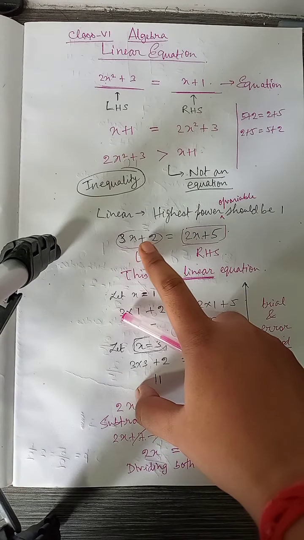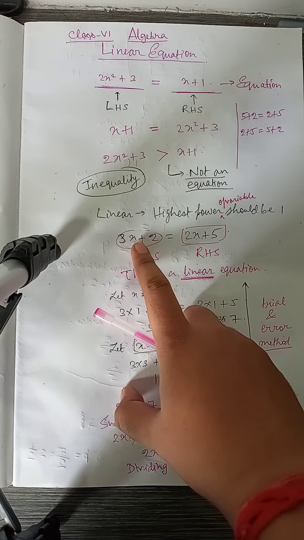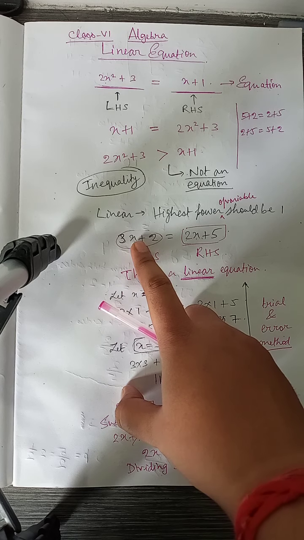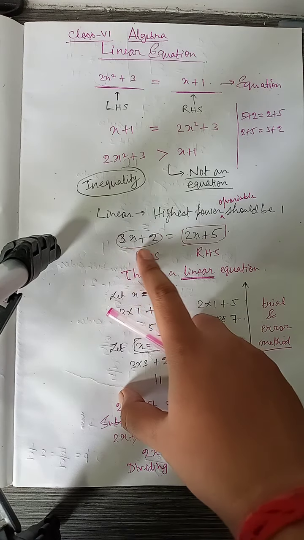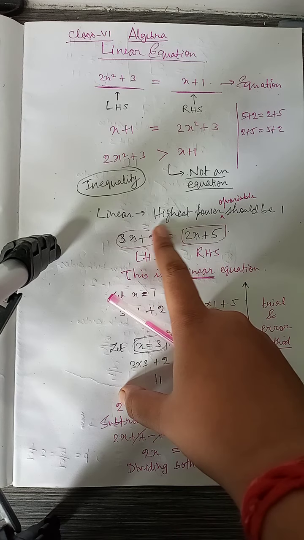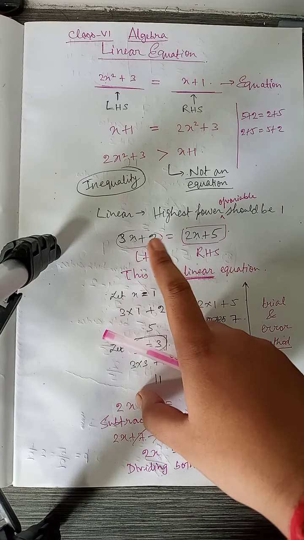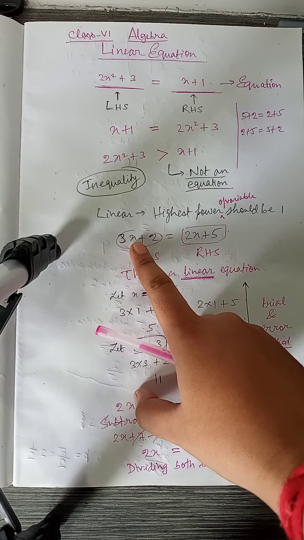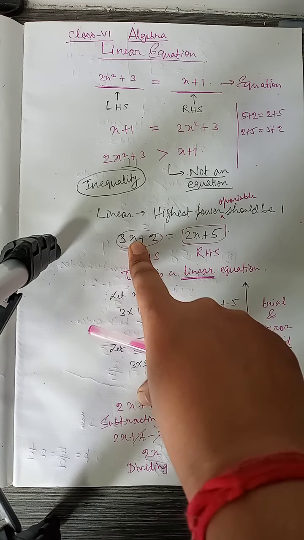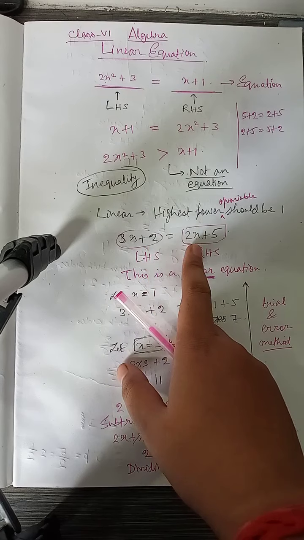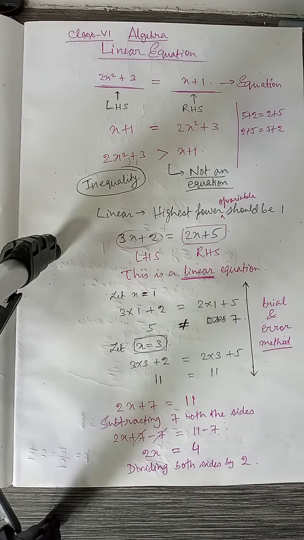But 3x plus 2 equal to 2x plus 5 is a linear equation, because here you see the highest power of x is 1, here also 1, here also 1. Such an equation is called a linear equation, where the highest power of x should be maximum 1 and not more than 1. It cannot be x to the power 2, it cannot be x to the power 3. Only x is acceptable.